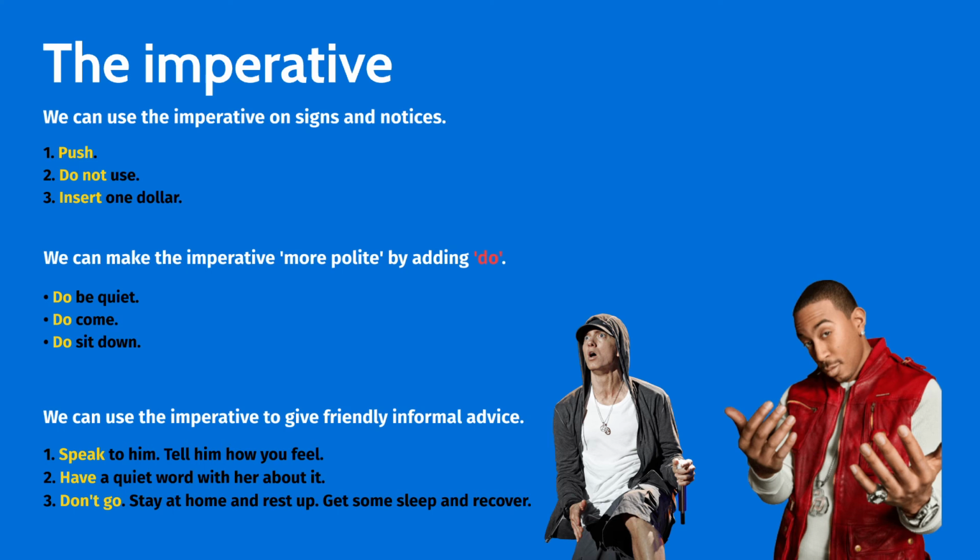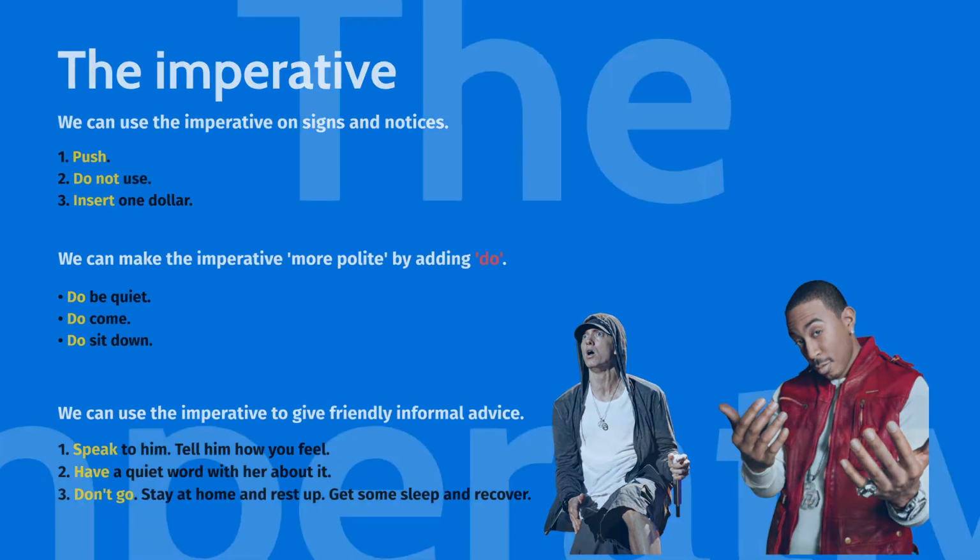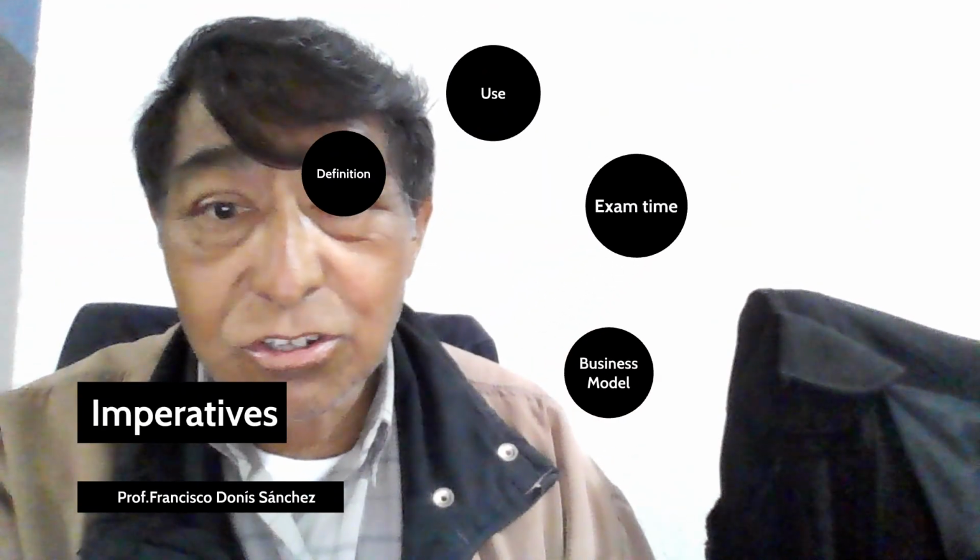Okay? So these are some of the imperatives of friendly informal advice. Speak to him, have a quiet word with her about it. Don't go, stay at home and rest. So these are some of the friendly informal advice. Now, these are some of the words that we can use for imperatives.